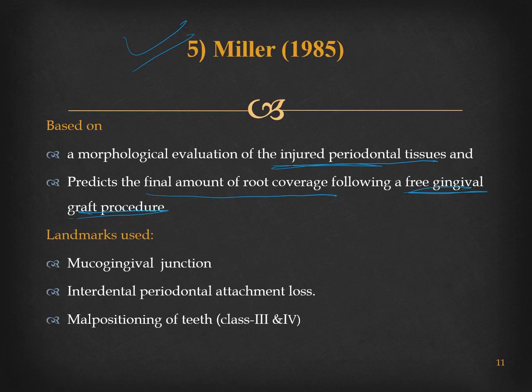Just remember that Miller has considered only one technique, that is FGG, only one type of graft rather. Okay, there are several kinds of techniques and several kinds of grafts which are nowadays used, but they have considered the prognosis of the root coverage on the basis of just the FGG procedure. Now, landmarks which they have used are mucogingival junction, interdental periodontal attachment loss, that means the loss of bone and the soft tissues between the teeth, and the malpositioning of the teeth in case of class 3 and class 4 recession.